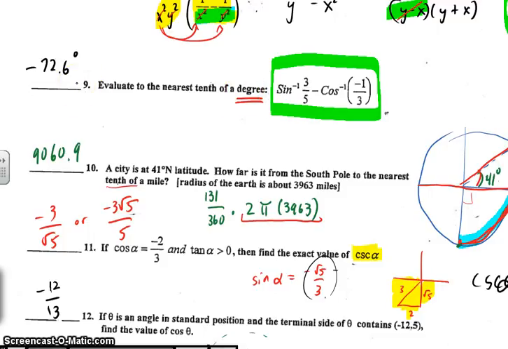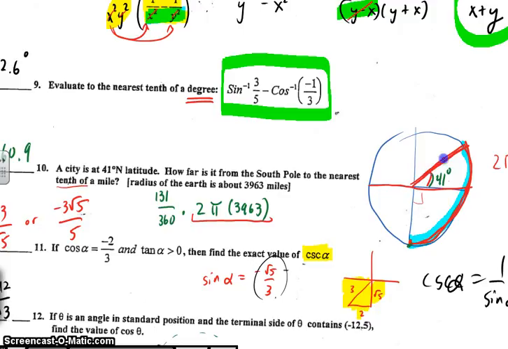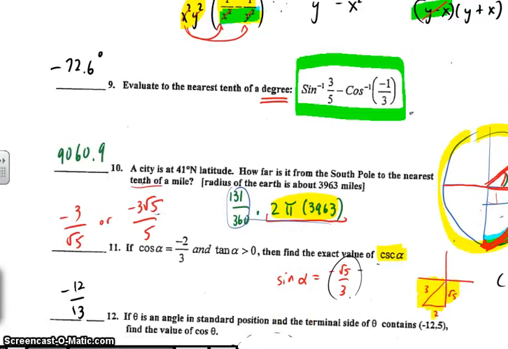All right. Number 10. City's at 41 degrees north latitude. Okay, 41 degrees north latitude. That's from the equator. And so this is where the city is right here. It says, how far is it to the South Pole? Okay, so the South Pole is down here, and we're talking about the distance, this arc length, along the surface of the Earth. All right? So if you want to think of the circumference of the Earth is 2 pi times 3,963. This arc length is just a fraction of that circumference. And what fraction is it? Well, it's 131 degrees total, because this is 41 and this is 90. And so that fraction is 131 out of 360. We multiply that by the circumference, and we get the answer.